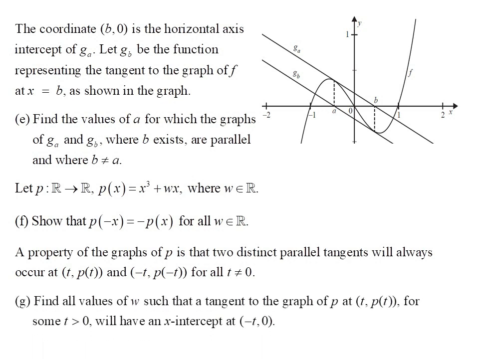Accordingly, part G is to find all values of w such that a tangent to the graph of p of x at the point (t, p(t)), for some t greater than 0, will have an x-intercept at (negative t, 0).